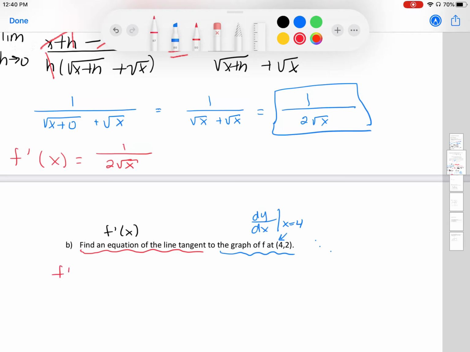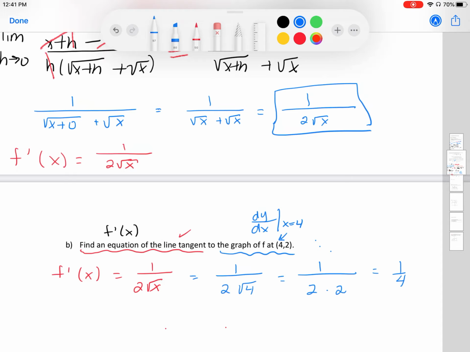We have f prime, which is 1 over 2 square root of x. Well, we already have that derivative. Now we want to evaluate at that point 4. So what we do is we substitute in that 4. So I have 1 over 2 square root of 4. So I have 1 over 2 times 2, which is 1/4.